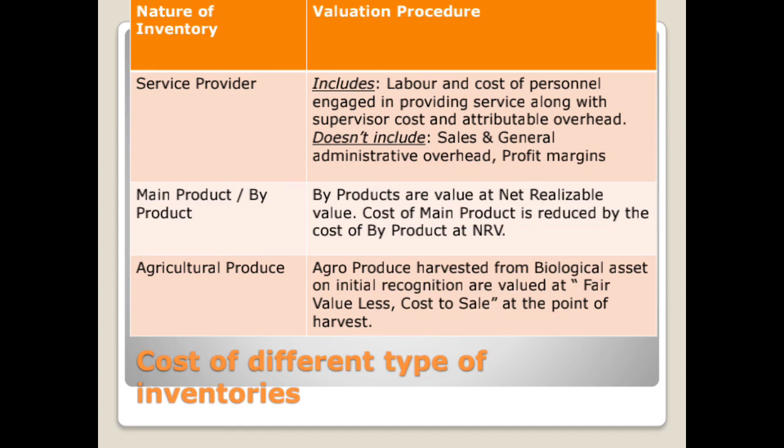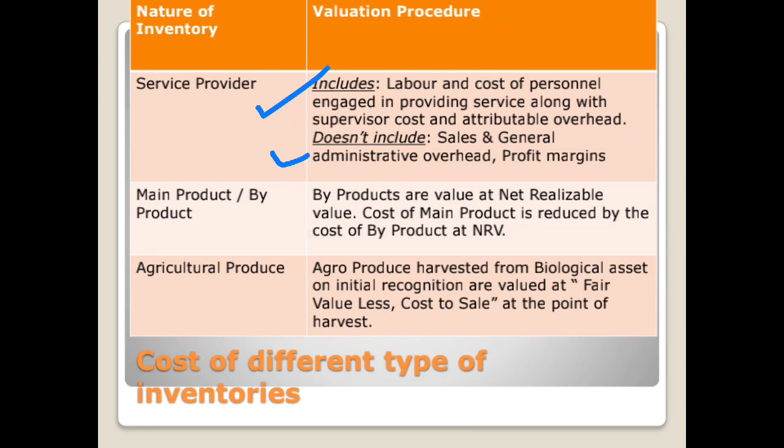Valuation procedures of some inventories. One is the service provider. The valuation procedure we have discussed is for the goods. Now how do you value a service? It includes the labor and cost of personnel engaged in providing service along with supervisor cost and attributable overhead directly linked to that service providing. What are the not inclusive parts? Sales and general administrative overheads and the profit margins.